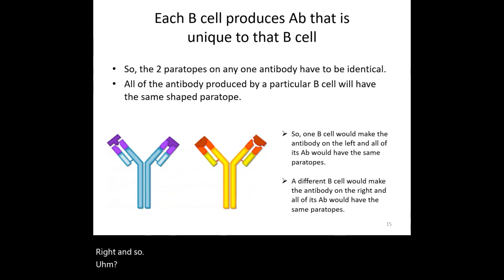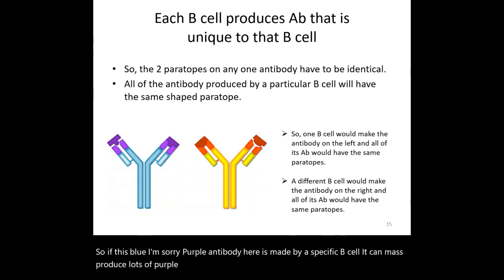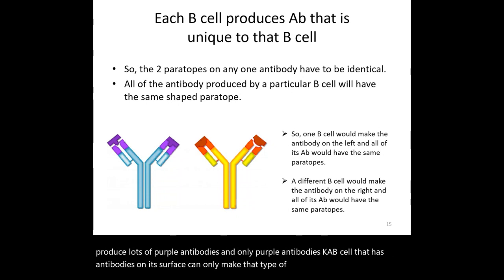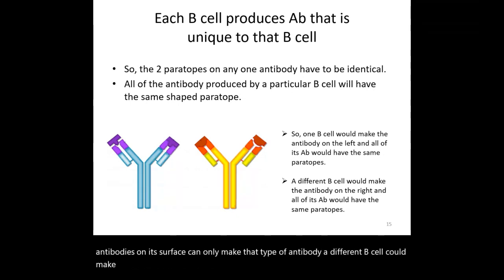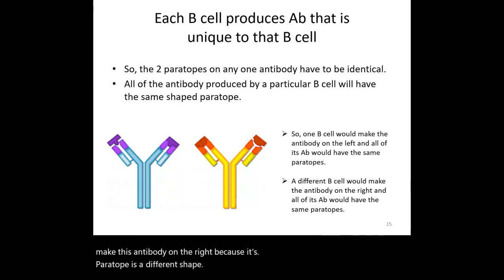So if this purple antibody here is made by a specific B cell, it can mass produce lots of purple antibodies and only purple antibodies, okay? A B cell that has antibodies on its surface can only make that type of antibody. A different B cell could make this antibody on the right, because its paratope is a different shape, right?